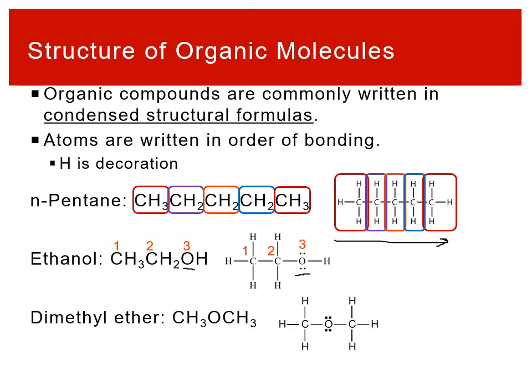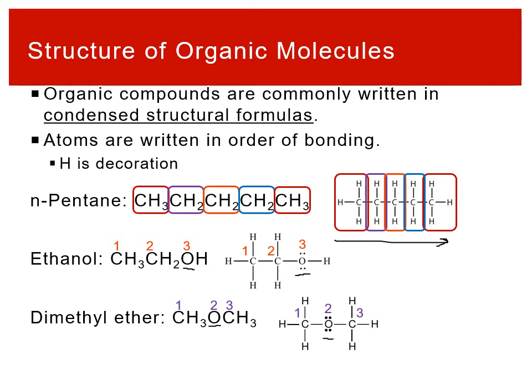Dimethyl ether right below it looks like this. 1, 2, 3. Again, the oxygen has the 2 lone pairs. There's no hydrogens written next to the oxygen in the condensed formula because there's no hydrogens in the structure. It's just the oxygen that's linking together the carbons.